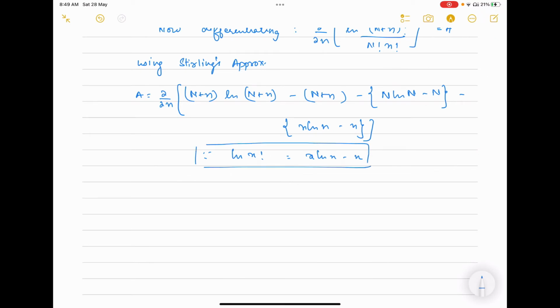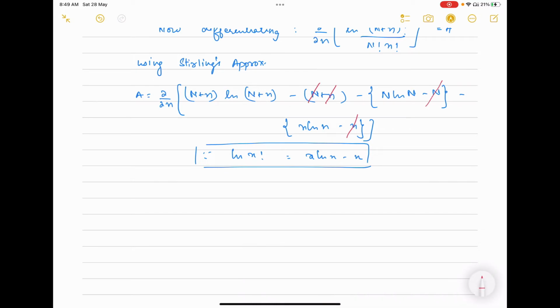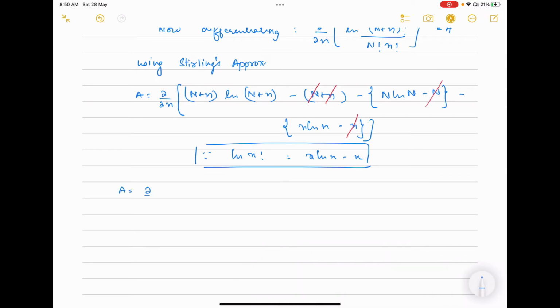So now this cancels out, this cancels with this. So what we are left with is A equals ∂/∂n of (N+n) ln(N+n) minus n ln n minus n ln n.